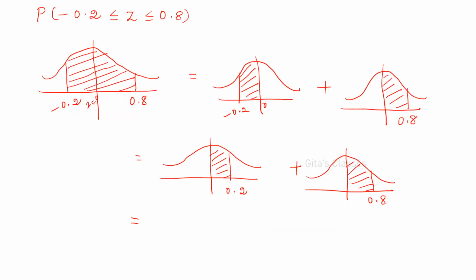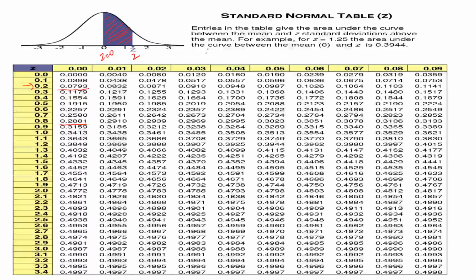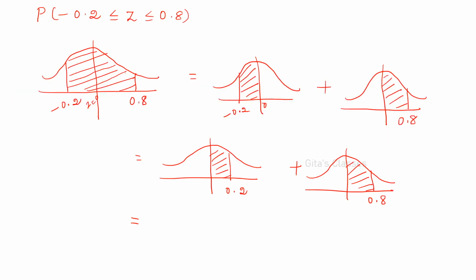This is the probability we have to find out, and this is the area in the graph. But whenever you want to make use of the table, you are supposed to express the given area in terms of 0 to z. So I am splitting this into two areas, minus 0.2 to 0 and 0 to 0.8. Because it is symmetric about the line z is equal to 0, minus 0.2 to 0 is equal to 0 to 0.2. So that's why I am writing 0.2 to 0.8.